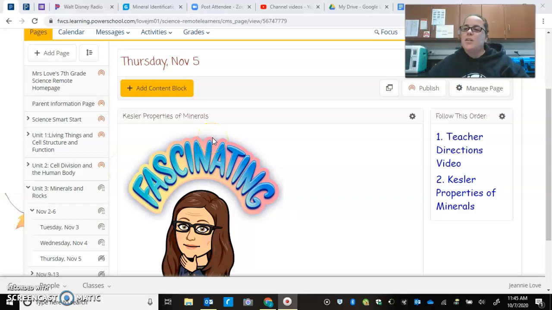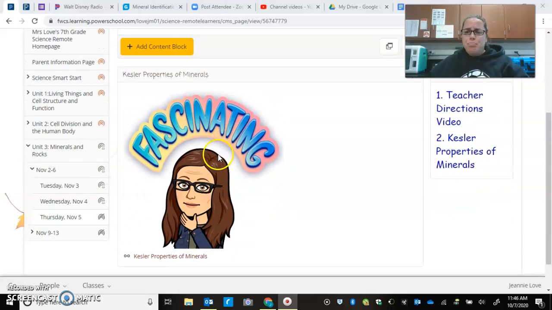Today, continuing our look at minerals. Yesterday, you worked through the interactivity, looking at some of the specific properties of minerals. Today, we're going to do a little bit more work with minerals and mineral identification.